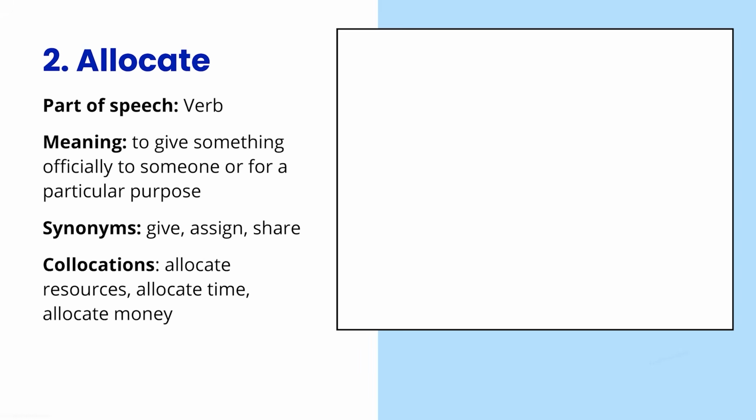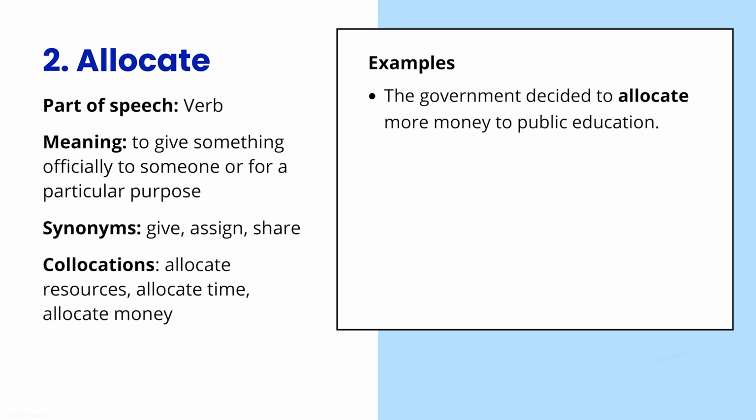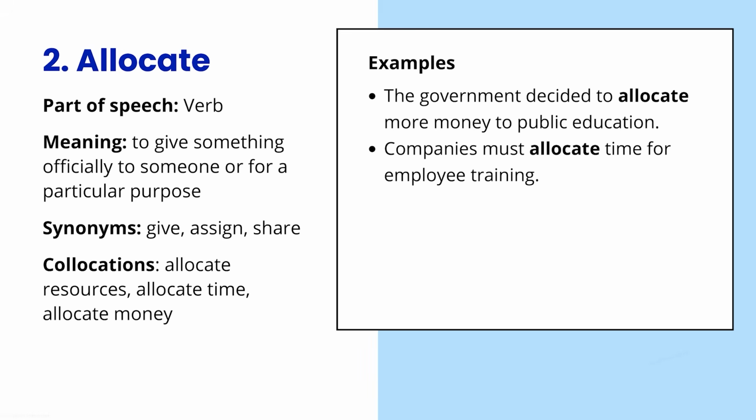And that's the key thing with allocate. It means you're giving something for a particular purpose, for a specific reason. The government decided to allocate more money to public education. So that means the government is giving more money for the reason of improving public education. Companies must allocate time for employee training. Same thing, they are choosing to give time for a specific purpose. Now, many students forget that allocate is usually followed by things like money, time, or resources, so make sure you use it like that in your essays.